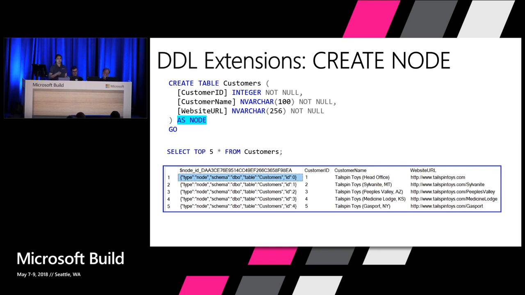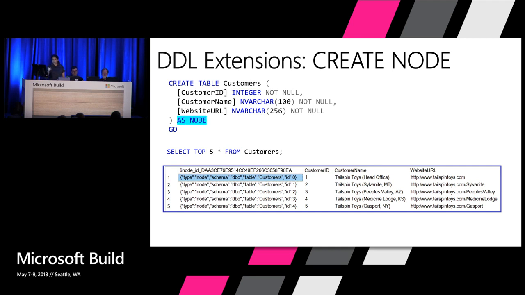And if you select from the table, you see this JSON string here, which just tells you that this is a node table, the schema is dbo, the table name is customers, and then the internal ID for that. And if you export it using, let's say, import export in the form of CSVs, you will get these JSON values out, and you can change the table name there, just in case you want to import that data into a different table in a different database.